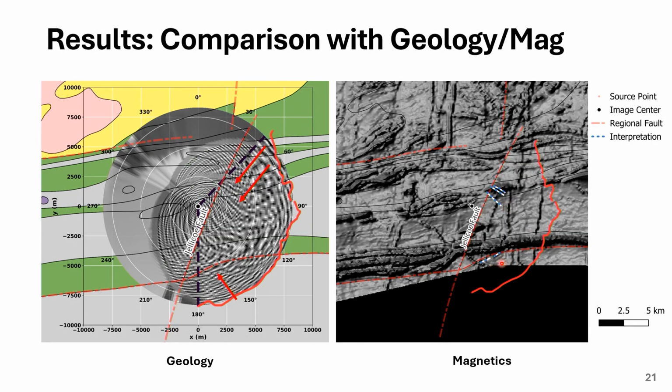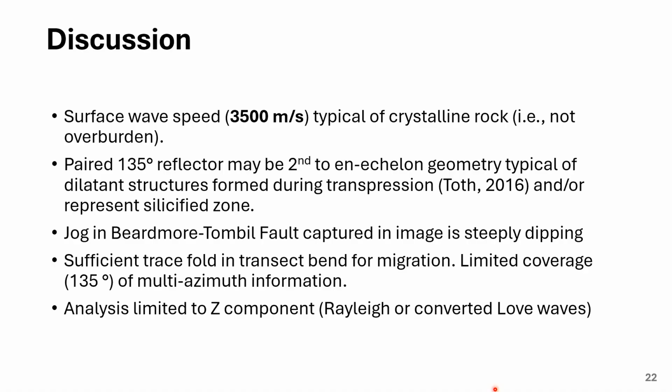And on the bottom here is that same jog of the Beardmore-Tombo fault. So as a result of this, I estimated the surface wave speeds from picking different constant effective velocities and testing the image, and I estimated it to be 3,500 meters per second, which is typical of crystalline rock. So the question that comes to mind is whether I'm imaging the overburden or the actual near-surface rock. Well, this would seem to fit that we're measuring rock in this case.